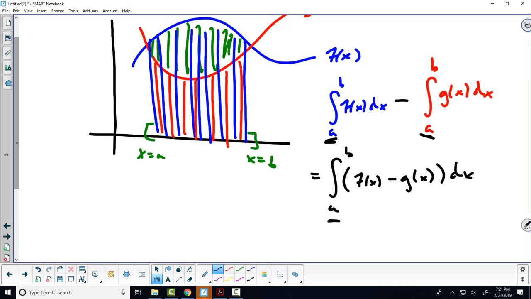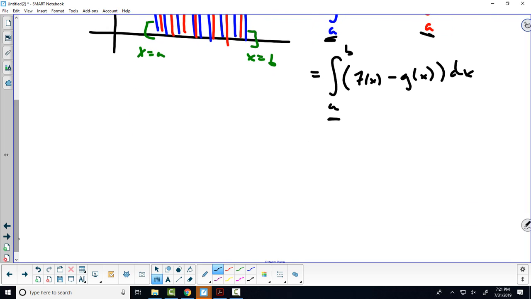Even though this might be the way you might first develop it, as two separate integrals, this is the way I would prefer you to work with it, because there's a handy way of saying this. What did we really do? We took the integral from a to b of the upper minus the lower. And this is the formulation that I think is the best.